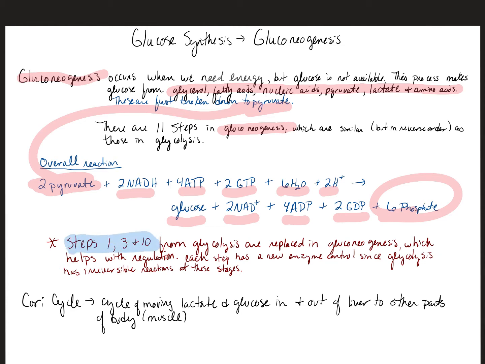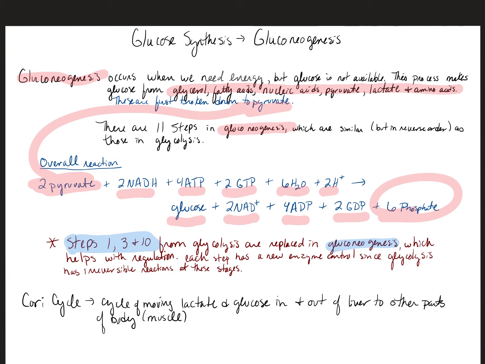Remember, those are the ones that were irreversible, and those are the things that really made the difference as to how quickly glycolysis went forward. And those are replaced in gluconeogenesis. So that also helps with regulation.